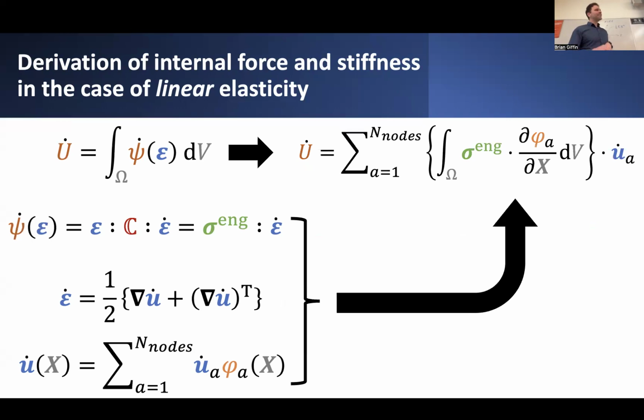Now, making a few substitutions, I have these expressions that I can plug one into the other and combine into one final statement that looks like this. Effectively, it says that my time rate of internal strain energy involves the summation over all the nodes in the structure of some term that appears here in the brackets, multiplied by the individual nodal displacements, or rather the individual nodal velocities in this case.